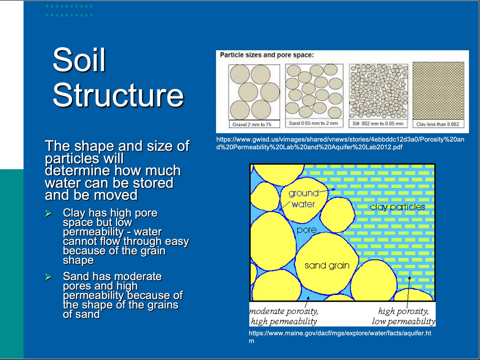All right, so we know that clay has high pore space but low permeability. That means that you can't permeate or pull water into those clay particles, even though it can store a lot of moisture. Likewise, sand, on the other hand, not quite as large as gravel, will then have a moderate pore size and high permeability. We can really pull moisture in and out of that soil structure that is a sand.